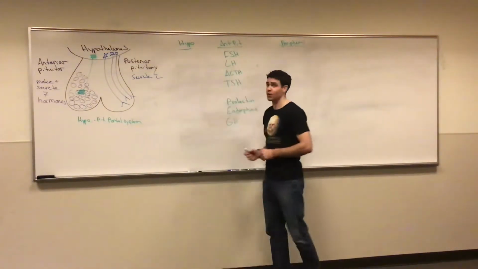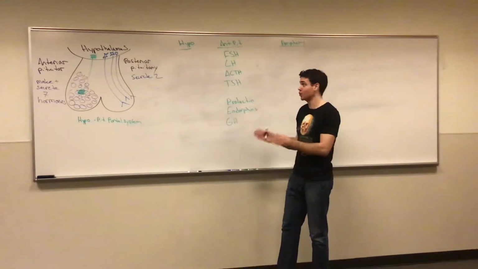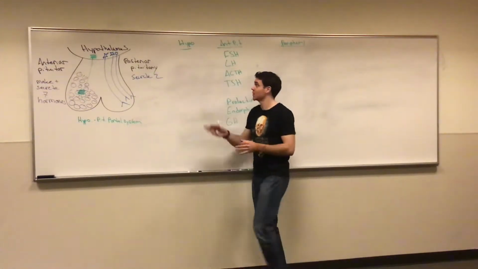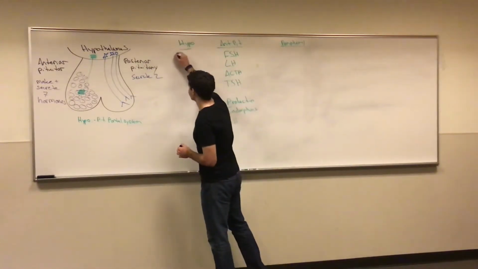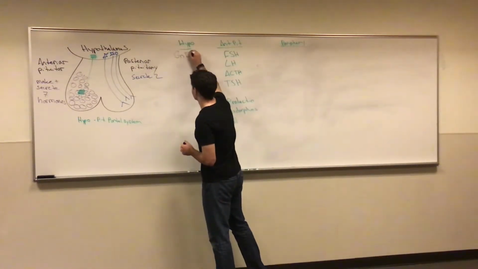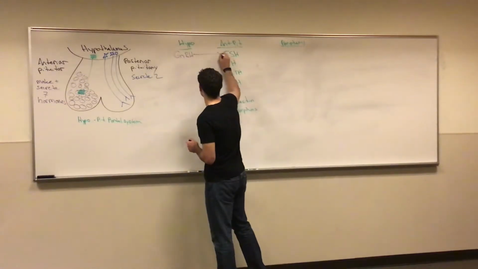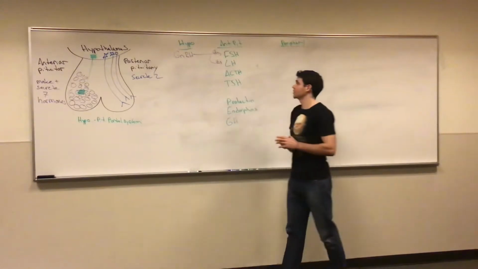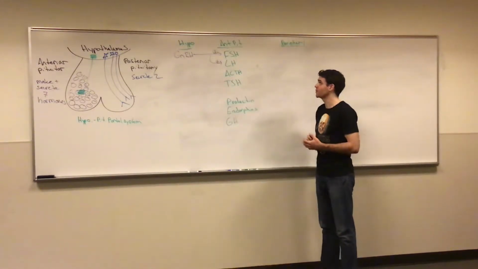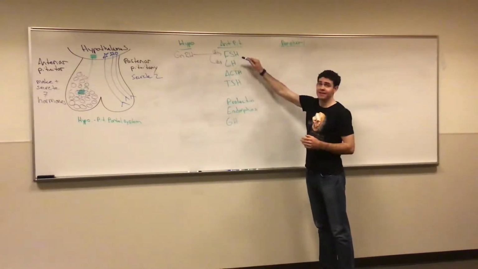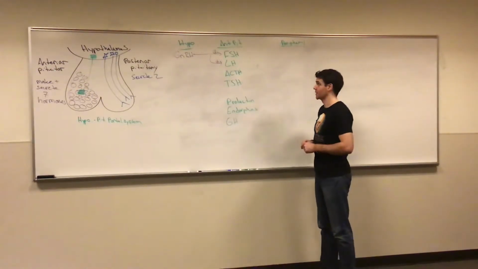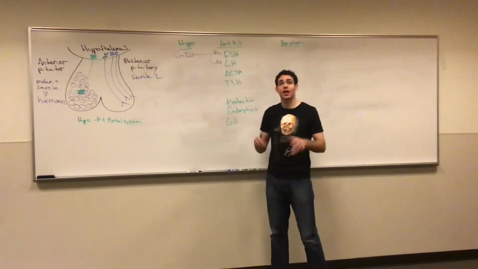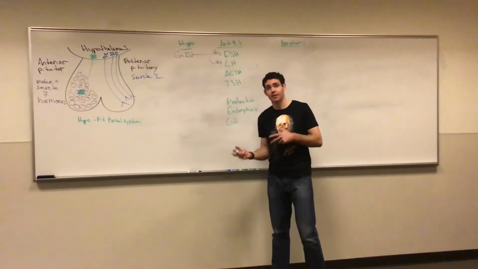So these first two hormones, follicle-stimulating hormone and luteinizing hormone, affect the gonads. So this hypothalamic hormone is gonadotropin-releasing hormone. So gonadotropin-releasing hormone stimulates FSH and LH release from the anterior pituitary. Now these two hormones affect the gonads, and so they'll have different effects in men versus women.